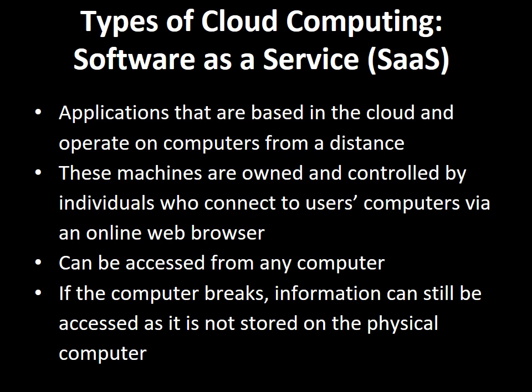Now, there are various types of cloud computing services. The first that I would like to discuss is software as a service. This consists of applications that are based in the cloud, yet can operate on a computer from a place far, far away. These are accessed by people who connect to the computers via an online web browser, such as Google Chrome or Mozilla Firefox. And finally, software as a service can be accessed from any computer, regardless of where you are and even if the computer physically breaks.